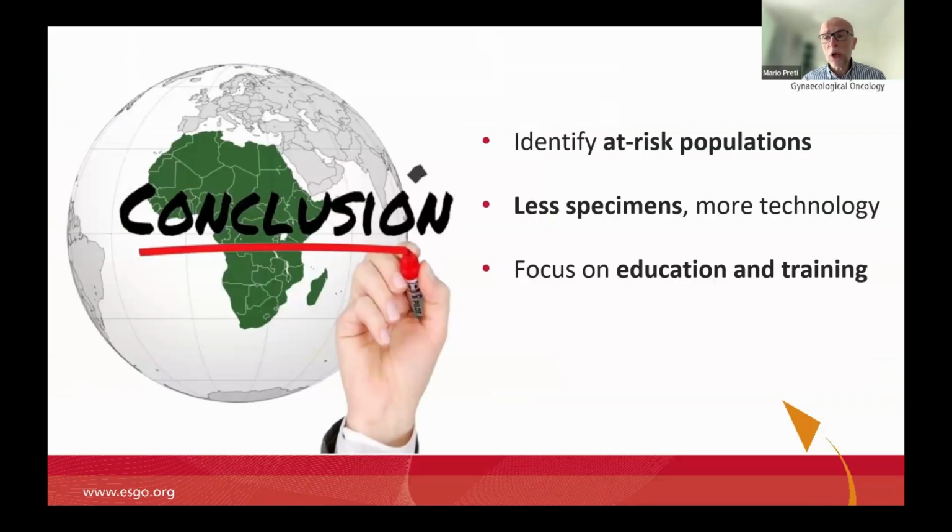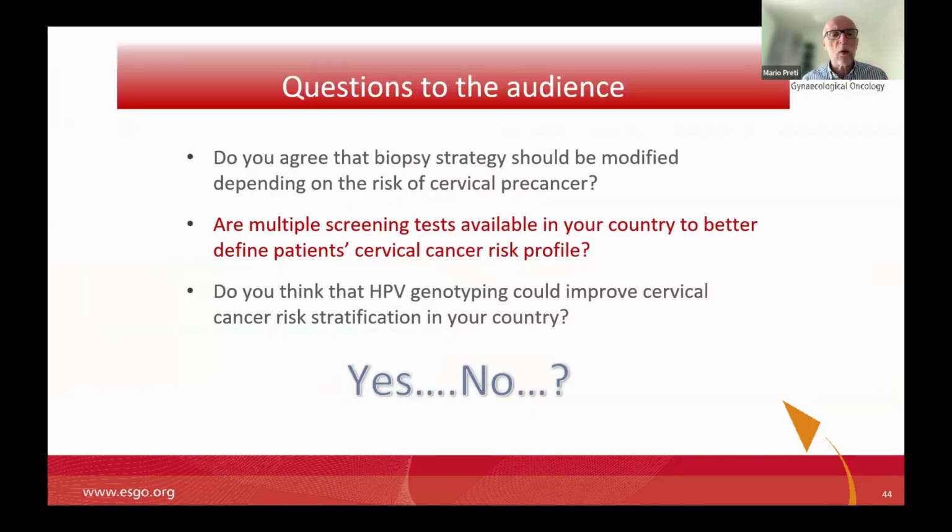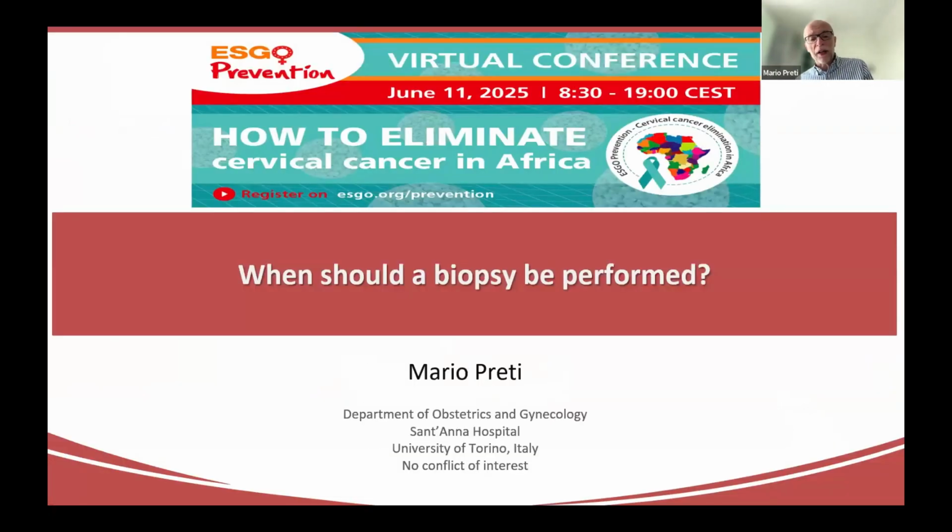Well, our conclusion, saving 5 minutes from our lecture, is to identify the very high risk population, with fewer specimens. We have no money for a large amount of specimens, but more technology and focus on education and training. Well, question for another time.